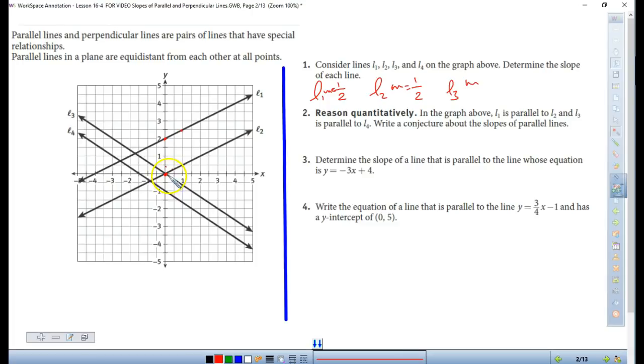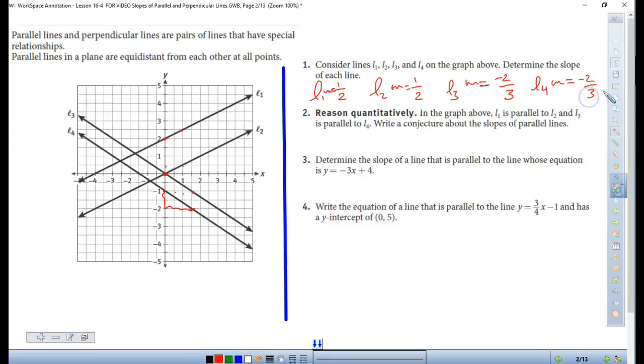L3, where's L3? Right here. So the y-intercept's at 0, and it goes down, let's see, here's another point. It looks like it goes down 2 over 3, so negative 2 over 3. And then L4, here's the y-intercept, and here's another clean point right here, so it's going down 2 over 3, so negative 2 over 3.